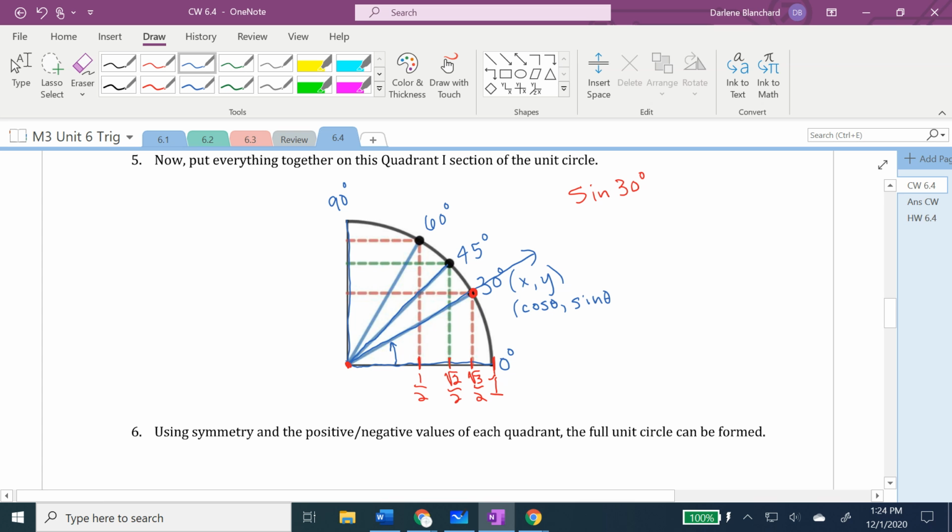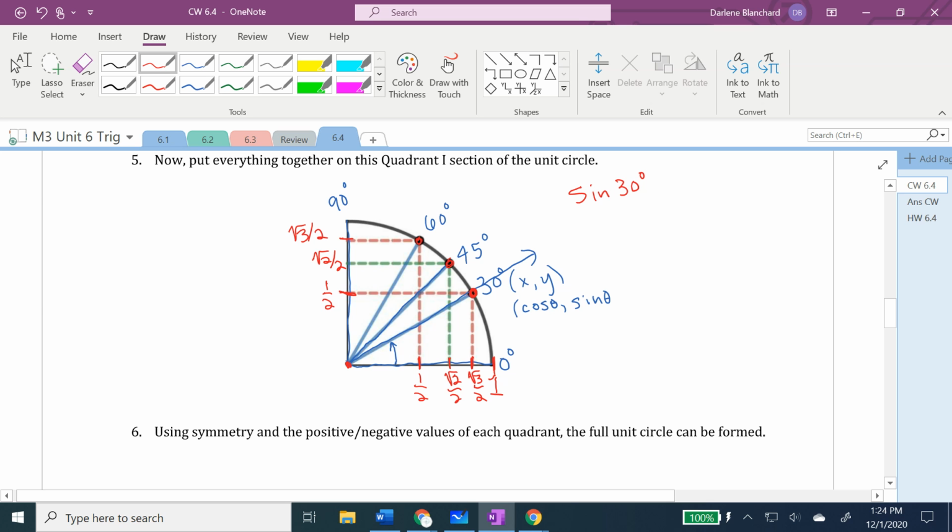And what did we find the sine of 30 degrees to be? If you look back, we got 1/2. And that is its y-coordinate. The cosine of 30 degrees is root 3 over 2. If you look back, you will see that, and that is its x-coordinate. 45 degrees, both sine and cosine are root 2 over 2. For 60 degrees, the cosine came out to be 1/2. The sine came out to be root 3 over 2.